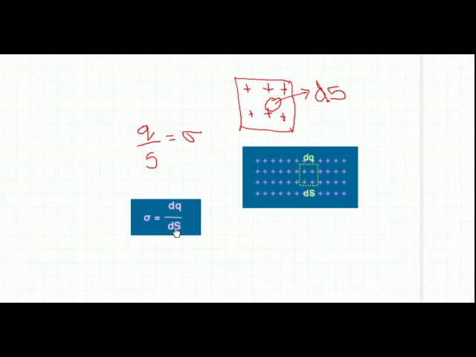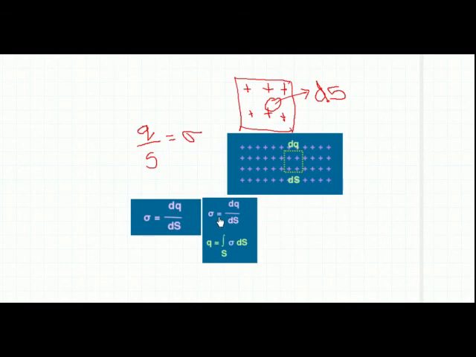Therefore we can find the value of q by first cross multiplying, then taking the integration. That is dq is equal to sigma ds, therefore q is equal to integral sigma ds. That is, sigma is equal to dq by ds, or q is equal to the surface integral of sigma ds. Once you integrate over the surface, you will get the surface area of this plane.